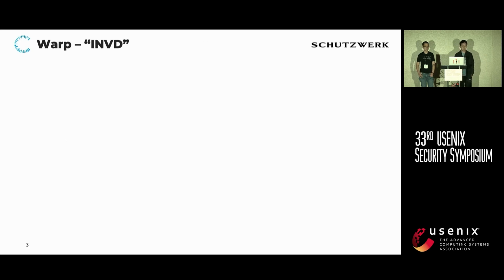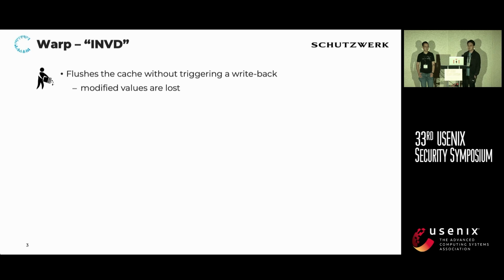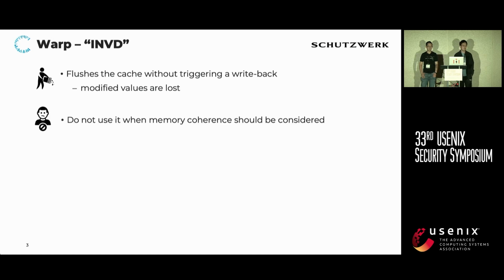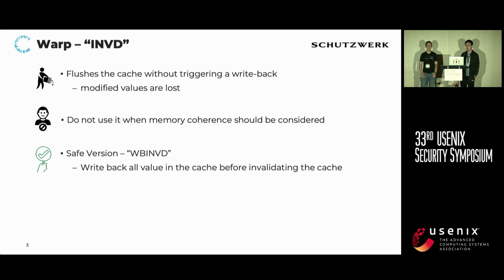So how do we do that? We achieve it with only a single instruction, the invalidate instruction. This is an x86 instruction, which means you can find it on Intel and AMD machines. This instruction flushes the cache without triggering a write back, so modified values in the cache that are not yet written back to the memory are lost when you call it. This sounds terrible, right? Both Intel and AMD suggest not using this instruction when memory coherence should be considered. There is already a safe version of this instruction, write back invalidate, which, as the name implies, writes back everything inside the cache before invalidating it, so everything is preserved.